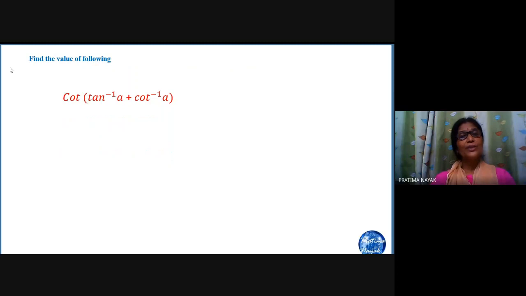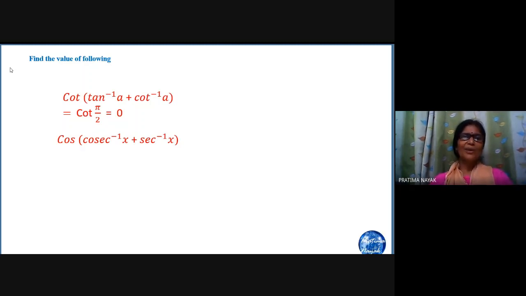Now basing on this concept, this is the objective question again. Cot of tan inverse A plus cot inverse A. How much will it be? Tan inverse A plus cot inverse A will be pi by 2. So it will be cot pi by 2. It will be 0. Coming to another question. Cos of cosec inverse x plus sec inverse x. What is the value of cosec inverse x plus sec inverse x? It is again pi by 2. So cos pi by 2 is 0.